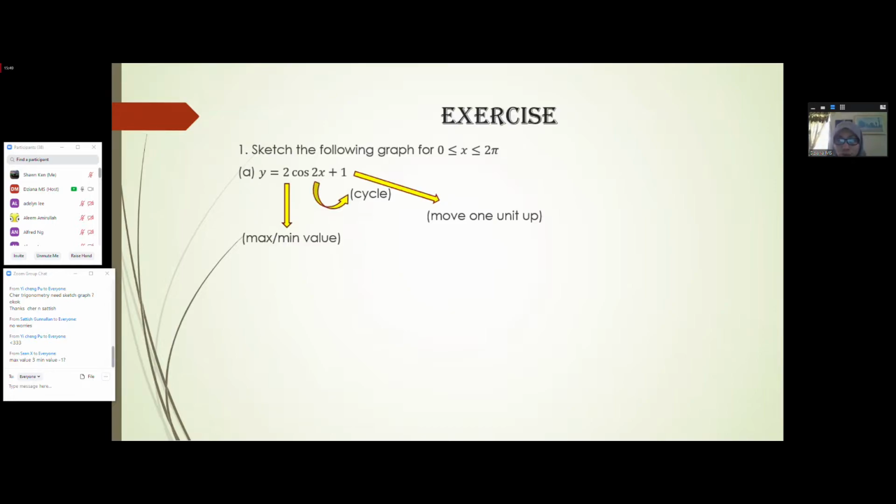It's hard for you to show me the graph, right? So at least that is your maximum and minimum value. Remember, the cycle is 2. Okay, you all done with your own graph? Maybe I give you a few more seconds.